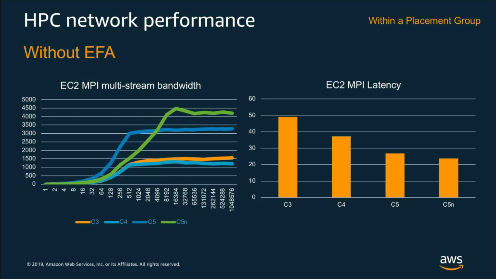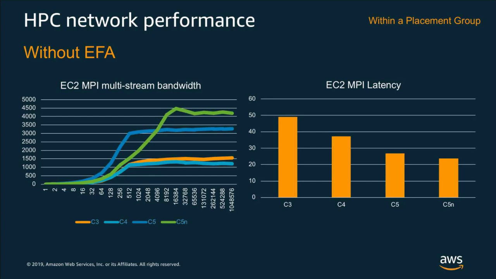The green line is the bandwidth for C5N without EFA. It is harder to drive the full 100 gigabit bandwidth with a simple MPI benchmark. We've done it and we'll release it in a white paper on how to do that. But what we'll see in a moment is that with EFA, driving 100 gigabits with MPI is much easier.